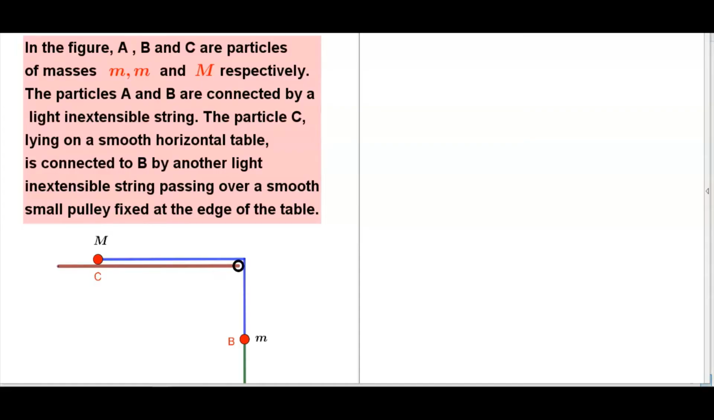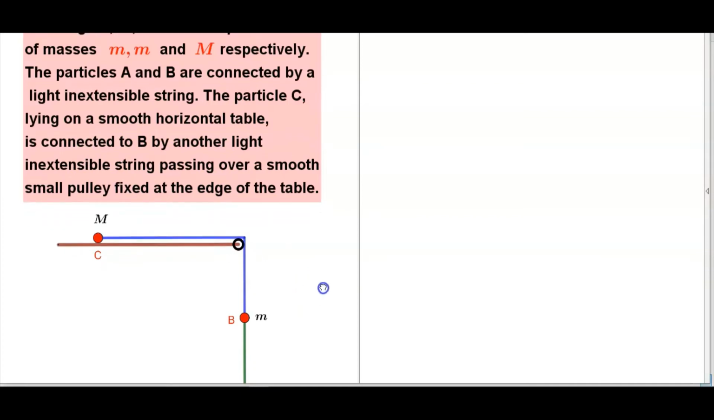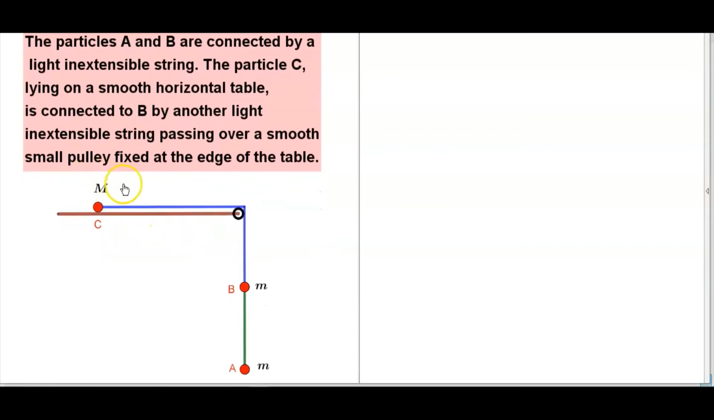In the figure, A, B and C are particles of masses m, m and capital M respectively. The particles A and B are connected by a light inextensible string. The particle C lying on a horizontal smooth table is connected to B by another light inextensible string passing over a smooth small pulley fixed at the edge of the table.